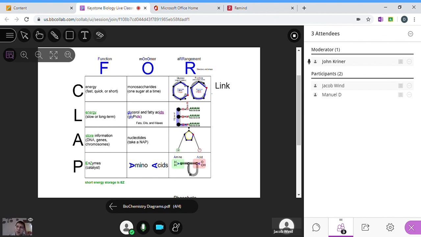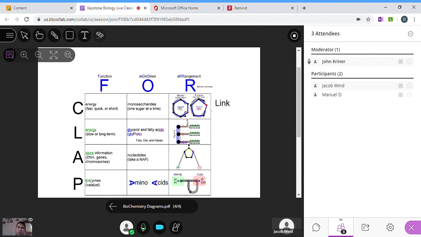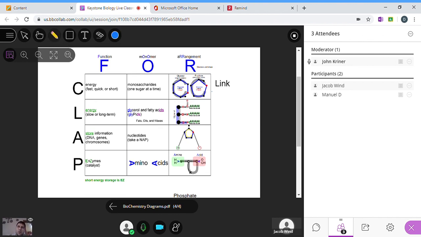So how do you build a carbohydrate? Carbohydrates are called sugars. You build them one sugar at a time. Mono means one, right here, mono, and saccharide means sugar. How do you build a sugar? One sugar at a time. What sugars are they talking about? It's either one glucose or one fructose at a time.